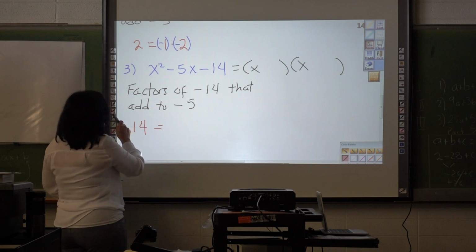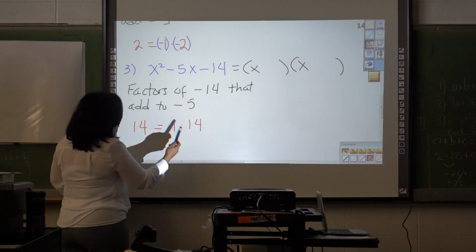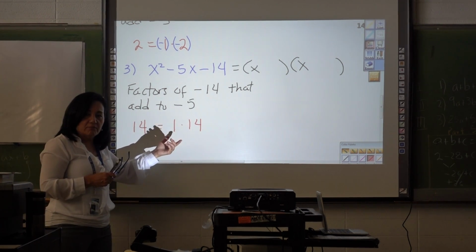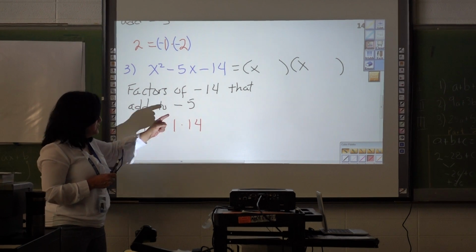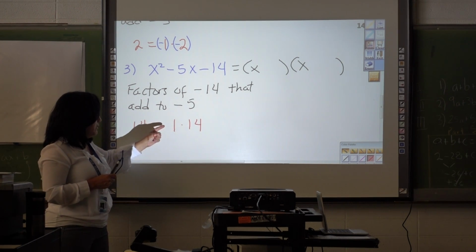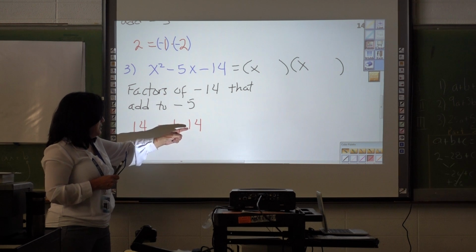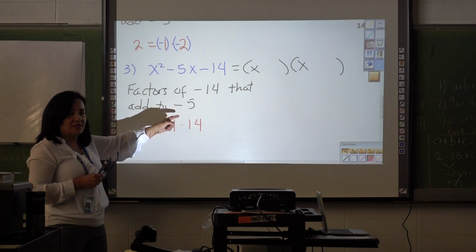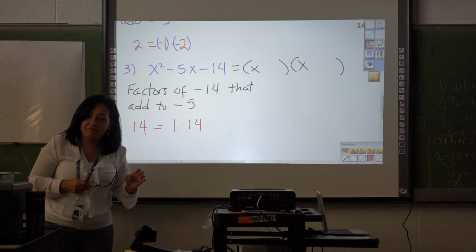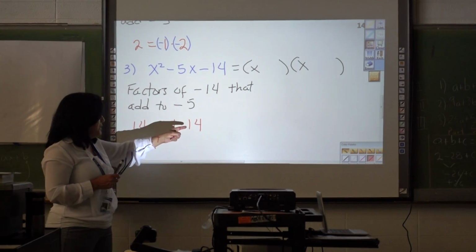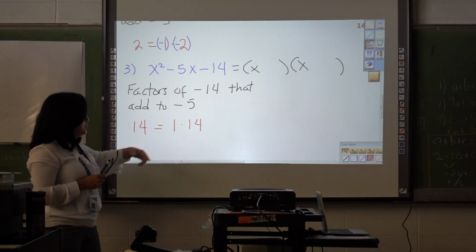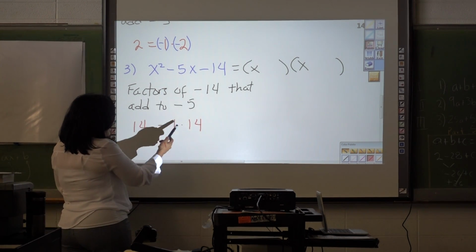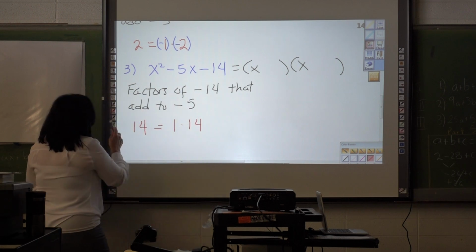Factors of 14: 1 times 14. I know one of them is negative. Obviously this one has to have different signs to get negative 14. But now the answer has to be negative 5. Say, for example, if I put negative 1 here and positive 14, I get negative 14 when I multiply, but I get 13 when I add, and I don't have 13. The answer is negative 5, so the highest number has to be negative. With negative 14, when I add I get negative 13, and that's not the case. So this one doesn't work.